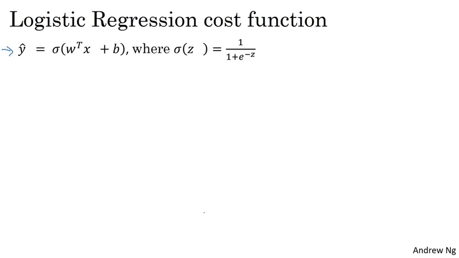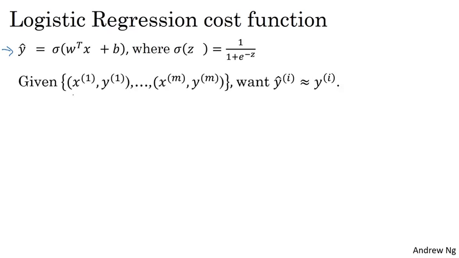So your output y hat is sigmoid of w transpose x plus b, where sigmoid of z is as defined here. So to learn parameters for your model, you're given a training set of m training examples, and it seems natural that you want to find parameters w and b so that, at least on the training set, the predictions you have on the training set, which I'm going to write as y hat i, will be close to the ground truth labels y i that you got in the training set.